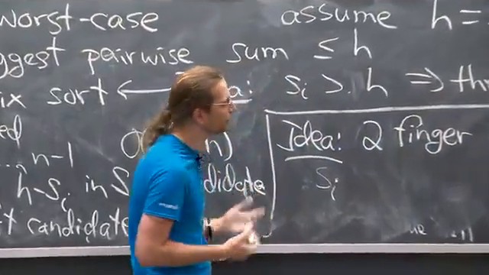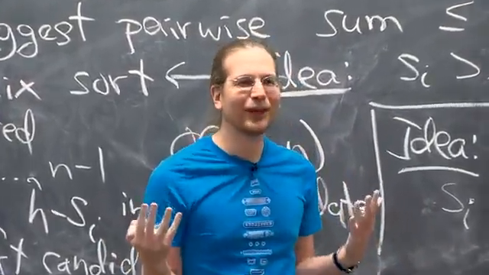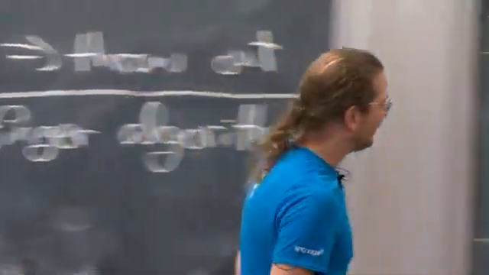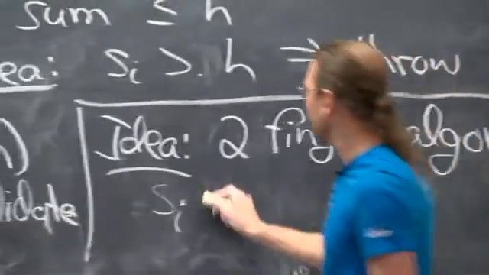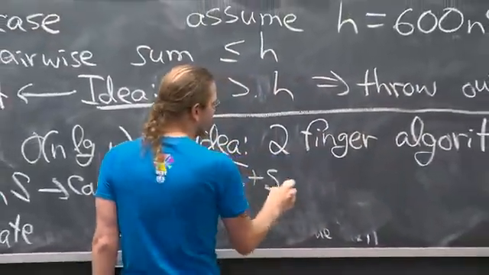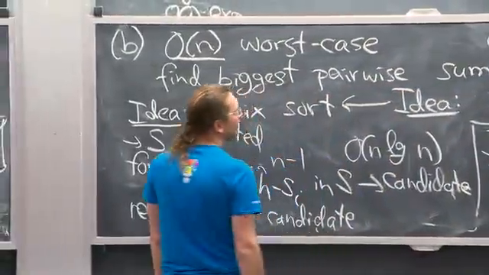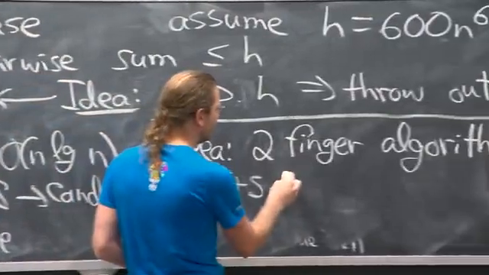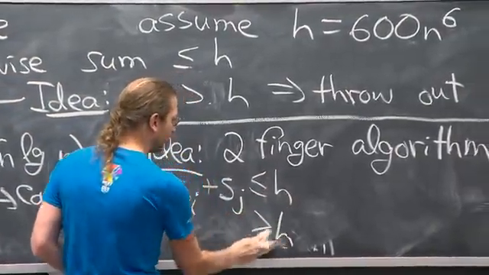So I guess another inspiration here is we want to add two things up, and we have one algorithm that has the word 2 in it, and it's the two-finger algorithm. So let's try that. We're going to start with i equals 0 and j equals n minus 1. We're going to look at s_i plus s_j and see how good it is. How close to summing to h is it? Well, in particular, it's either less than or equal to h or bigger than h.